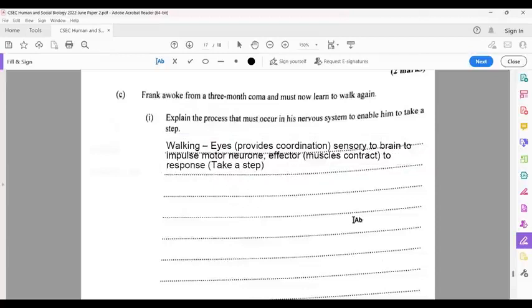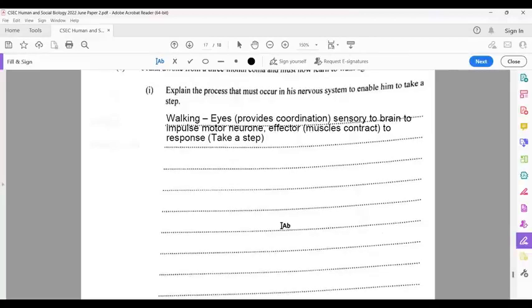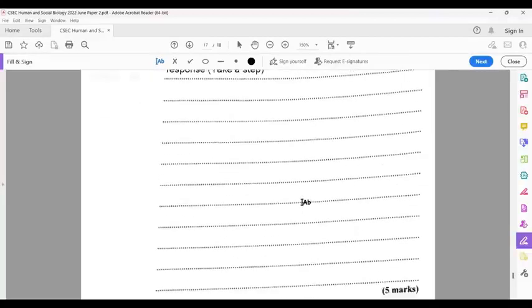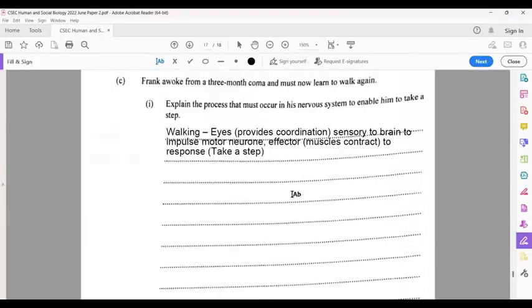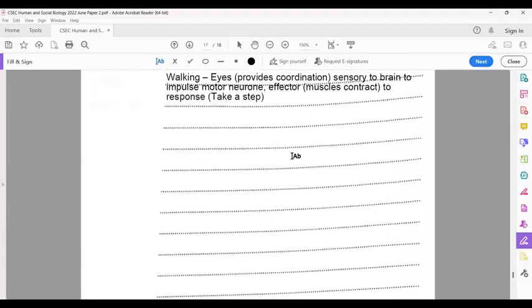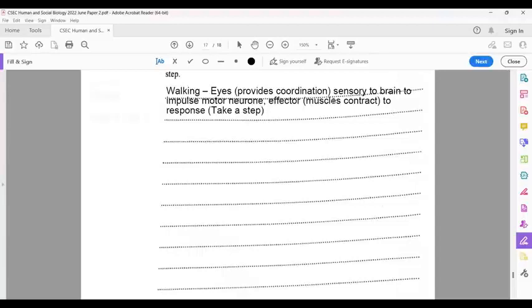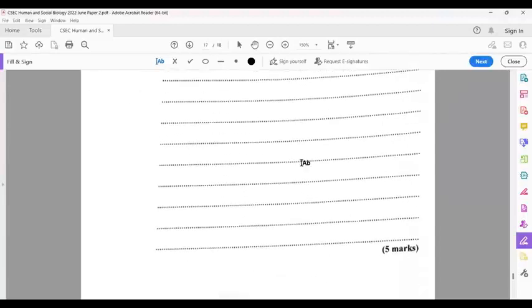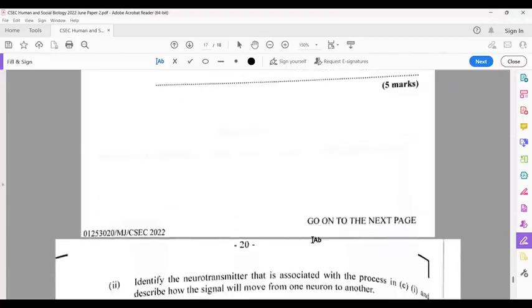So he is using his eyes, which would provide his coordination. All right, so his eyes, which are also sensory, sends information to the brain. His impulse would go to his motor neurons, effector, muscles, and we know those muscles would contract and relax. And we are talking particularly his leg muscles, and his response will be that now that the muscles are contracting and relaxing, he's able to take a step. And he will repeat this over and over and over to be able to take multiple steps. And taking multiple steps is known as walking. And they gave you quite a bit of space to expand on your explanation, because we know that this part would be hard to write in such a concise way. So you have a lot of space to get your 4 marks, 5 marks.